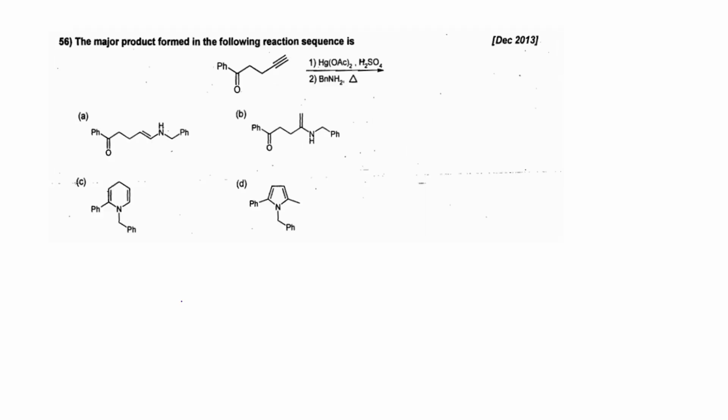So what will be the major product formed in the following reaction sequence? We have learned about oxymercuration, demercuration. So if this is the less hindered side and this is the more hindered side, the less hindered side will be occupied with H and the more hindered side will be occupied with OH.